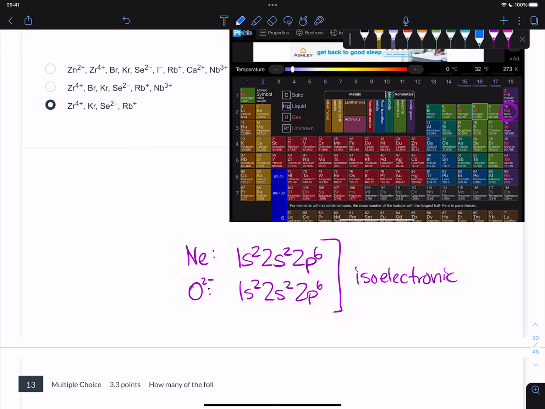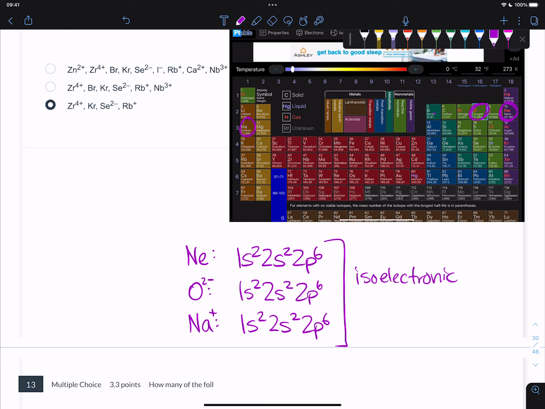So I did oxygen and how it's isoelectronic to neon when it gains 2. What about if I have, let's say, sodium? Normal neutral sodium is 1s2, 2s2, 2p6, 3s1. However, if I make this a sodium ion, so a sodium cation, it loses 1 electron. It actually loses the electron from the 3s, and that goes away. And it turns out that actually all 3 of these species are isoelectronic to themselves.